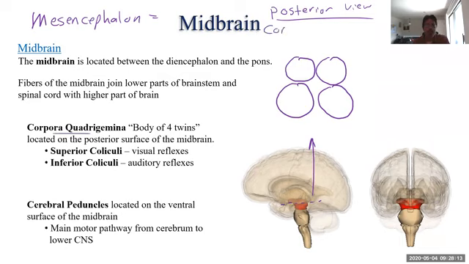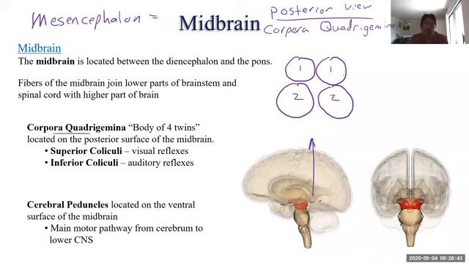I know it's a big name. Corpora refers to bodies. Quad means there's 4 of them. Gemina, if you guys are Geminis, any Geminis in class? The sign for Gemini means twins, they're paired. So we have a set of 4 bodies that are paired together. There's a pair on top and a pair on bottom.